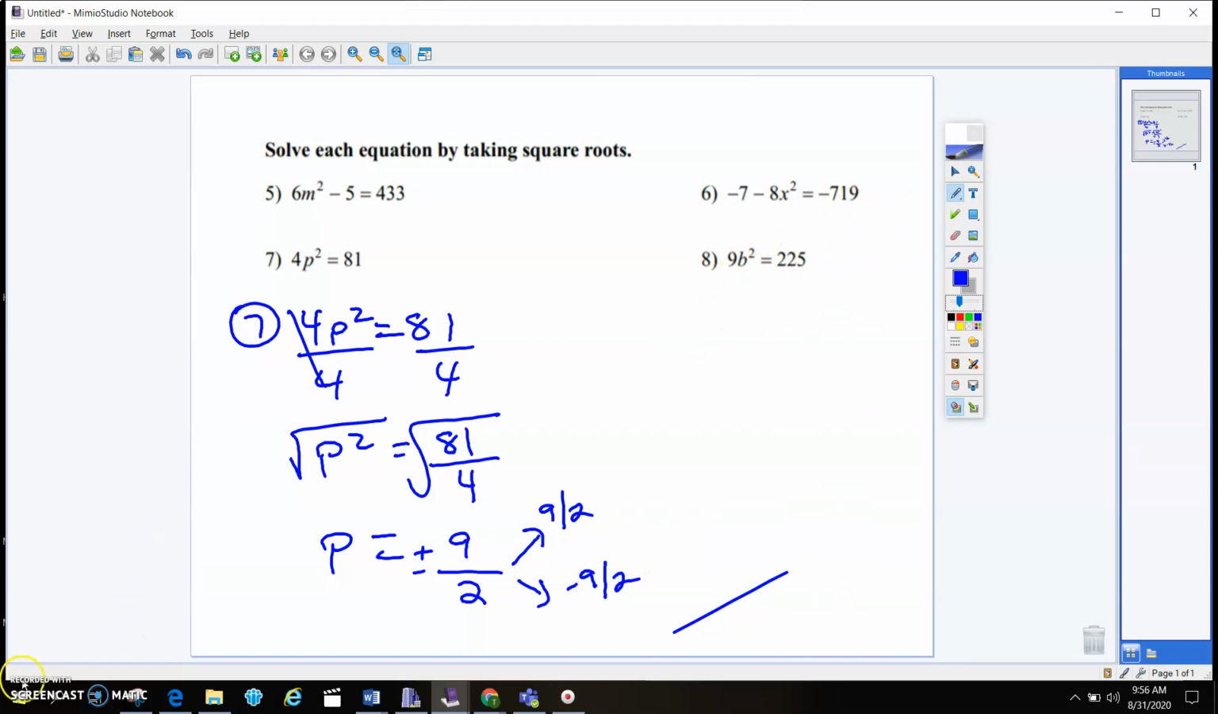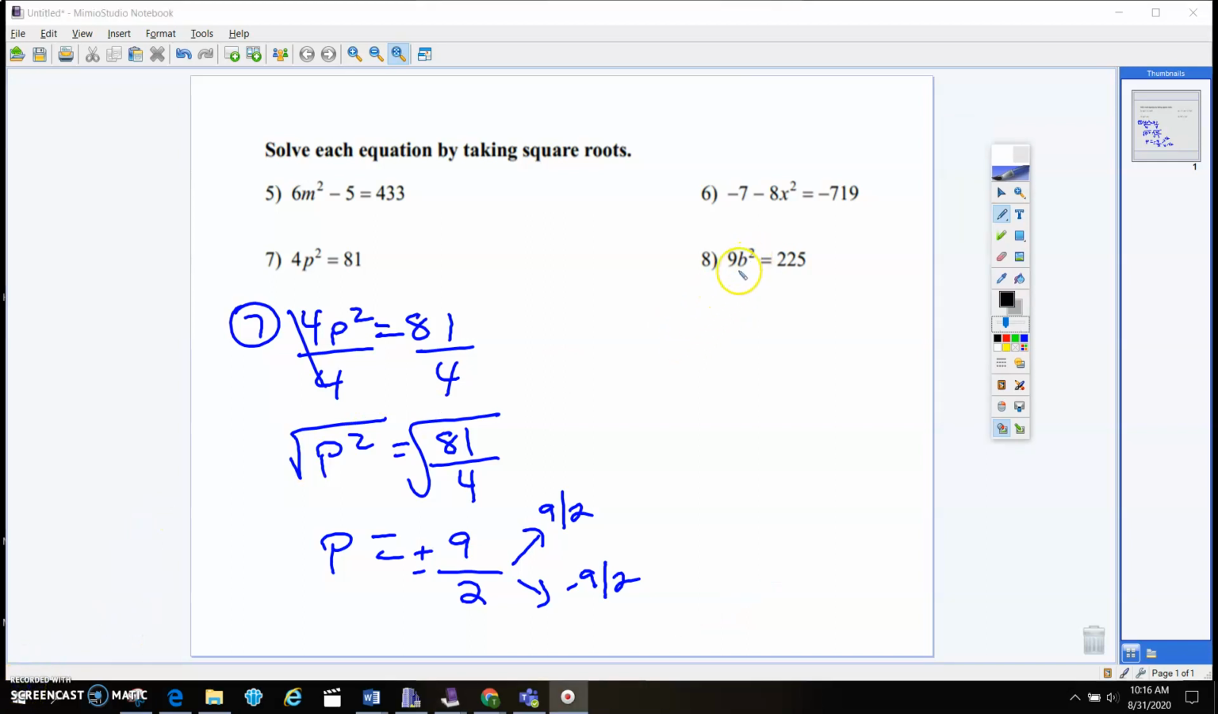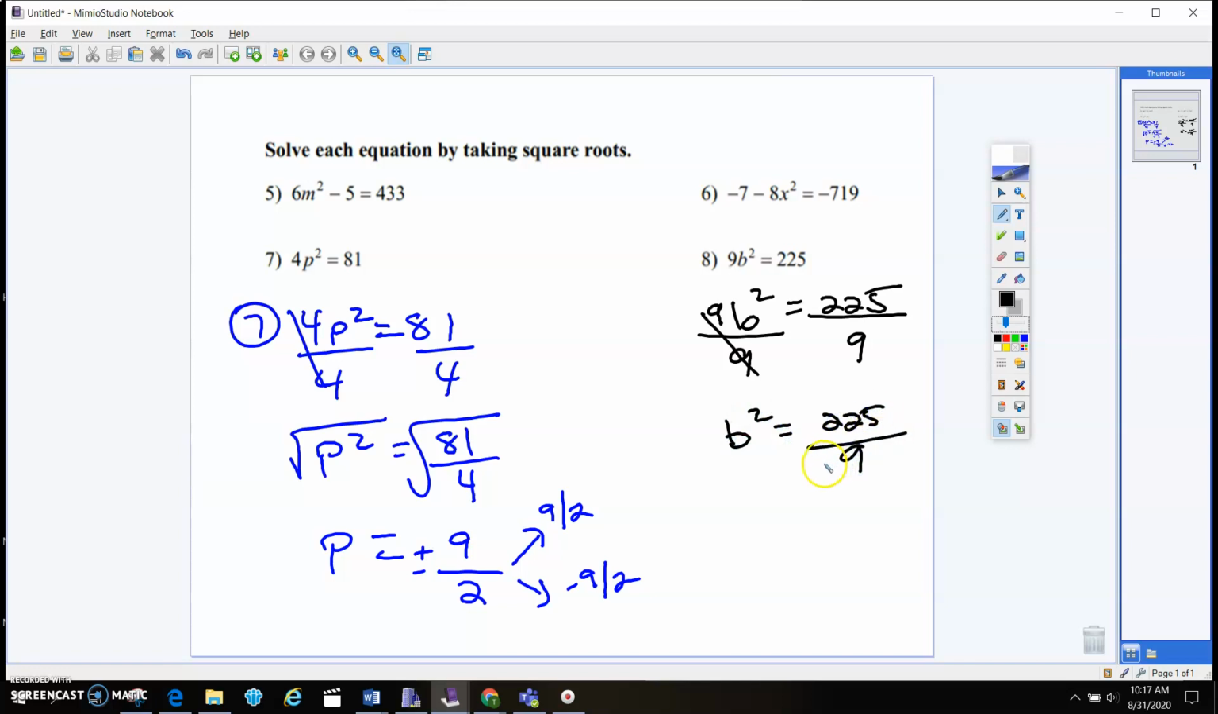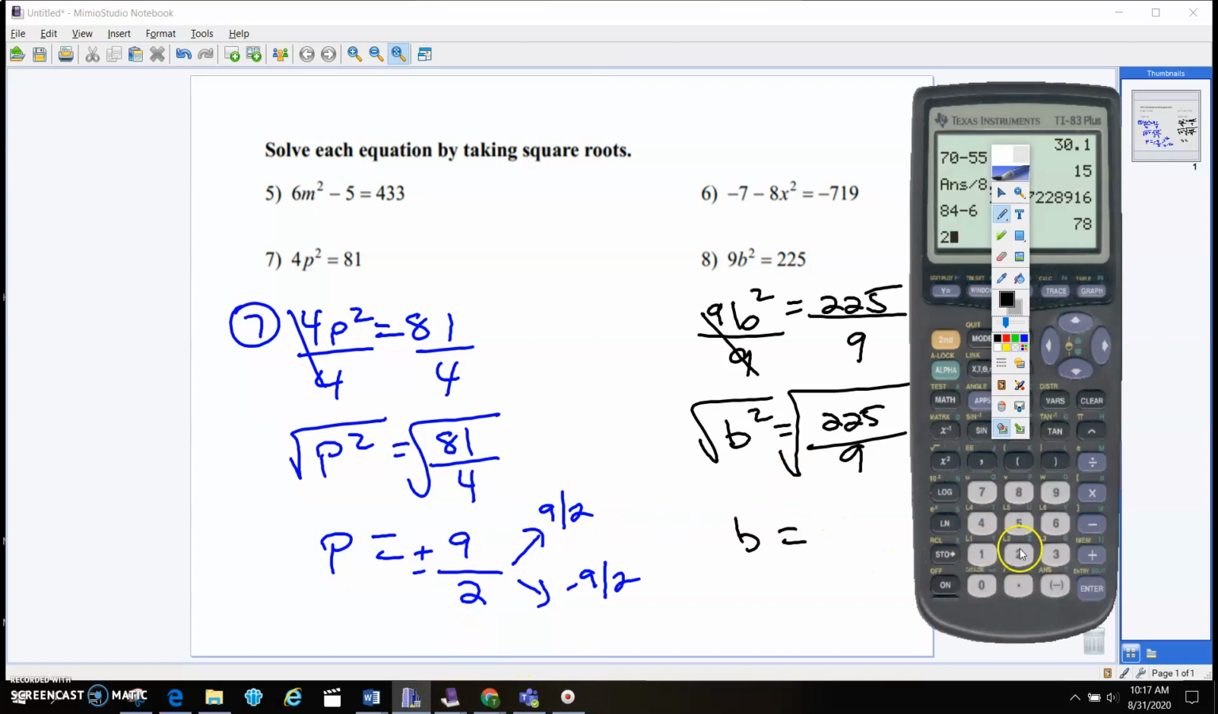Go ahead and pause the video and try number 8. Alright, so on number 8, you're going to divide both sides by that 9, because remember, our goal is to get our variable by itself and the numbers on the other side. So we've got b squared equals 225 divided by 9. Y'all know how I like fractions, so we're going to keep it as a fraction. And then we're going to take the square root of both sides. What's going to make this super easy is that both of those are perfect squares. Notice how the numerator is a perfect square and the denominator is a perfect square.